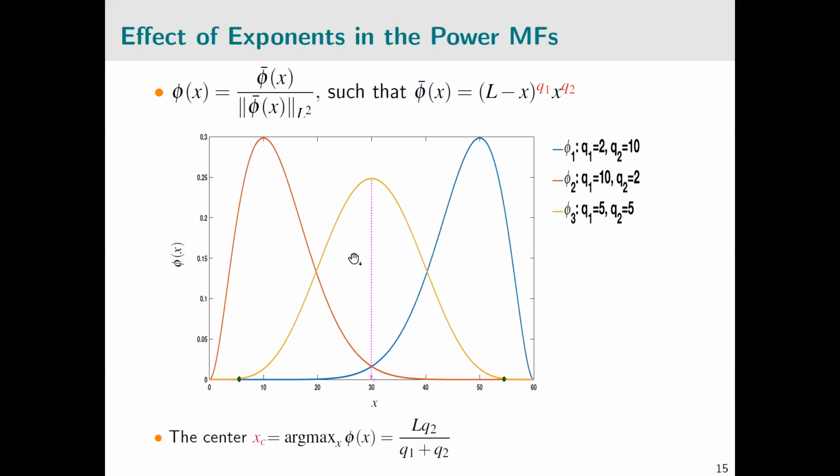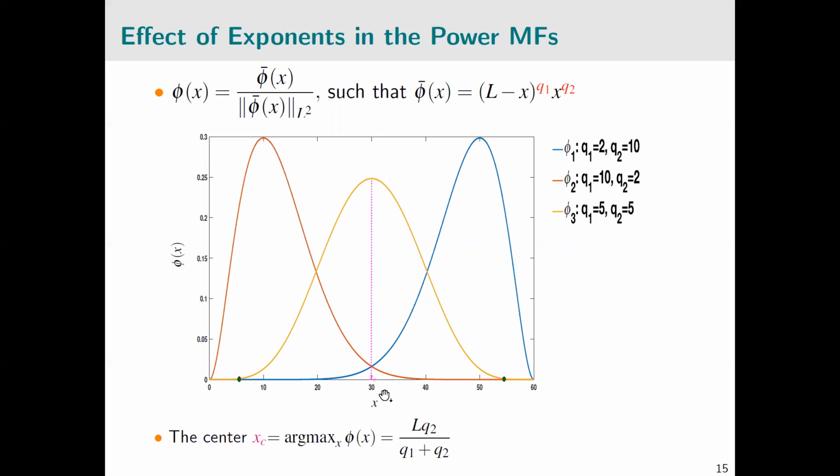Let's explain that on one type of modulating function, for example, the normalized power modulating function, which has the following form. You can see that by changing the exponents Q1 and Q2, we will have different positions for the modulating functions and also different widths. Let's focus on this modulating function, the orange one. It has a compact support, or approximately compact support, that has a center, let's say XC here, and it vanishes almost at these green dots.